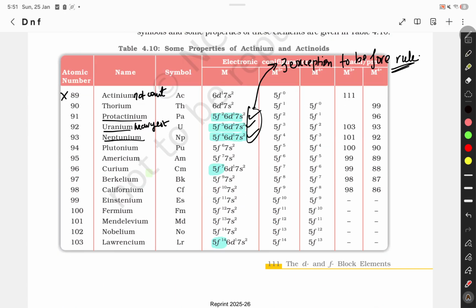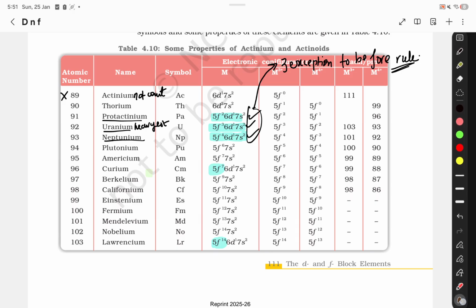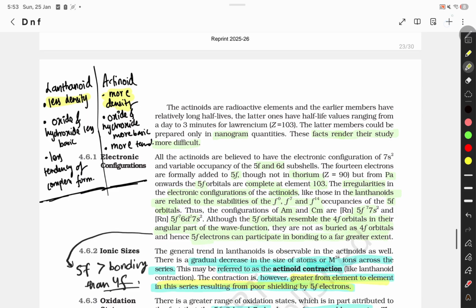Then we have configurations: actinium, thorium, protactinium, uranium, neptunium, plutonium, americium, curium, berkelium, californium, einsteinium, fermium, mendelevium, nobelium, and the last one is lawrencium. Exception occurs in protactinium, uranium, neptunium. Okay, exception.